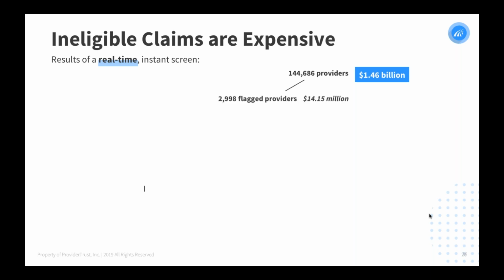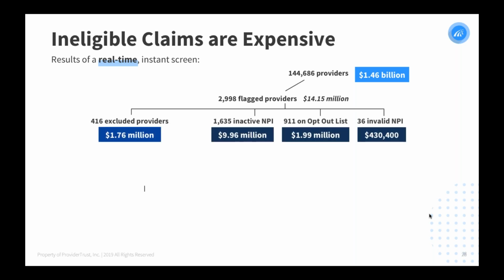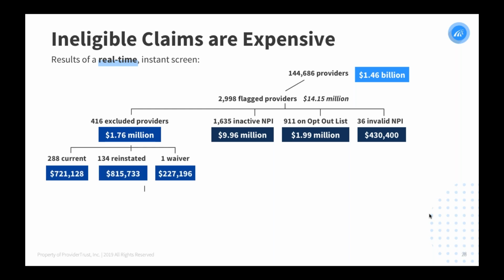That resulted in about 3,000 flagged providers. So we scrubbed it down and found 3,000 flagged providers. Those flags were distributed across a few different areas. On the left, you see it was 416 excluded providers that came out of that 3,000. 1,600 had inactive NPIs. 911 were found on the Medicare opt-out list. And as you know, sometimes that's relevant and meaningful, and sometimes that's not. It depends on the network and what type of patient visit they're seeing. And then there's 36 invalid NPIs. So we're going to focus in on the 416 excluded providers and see what that netted out to be.